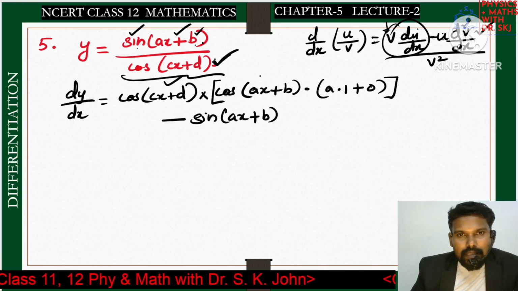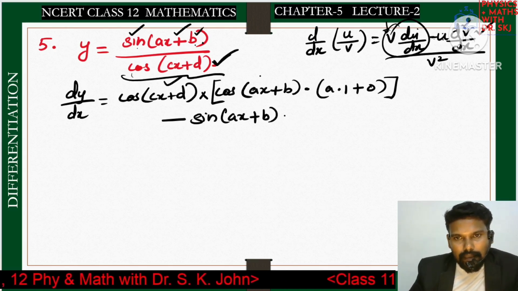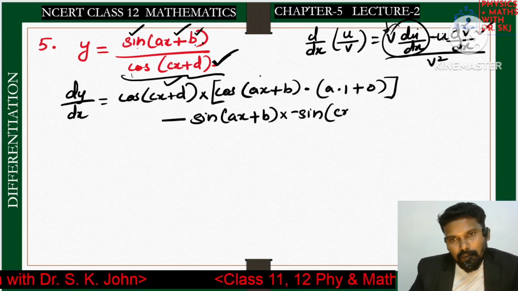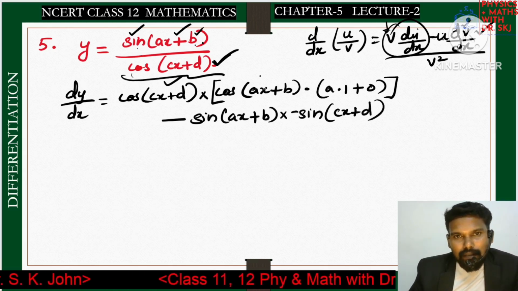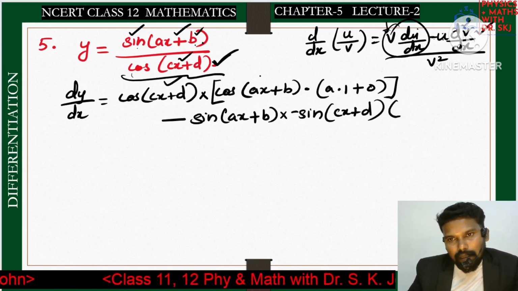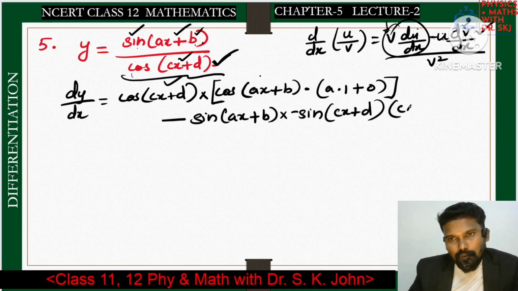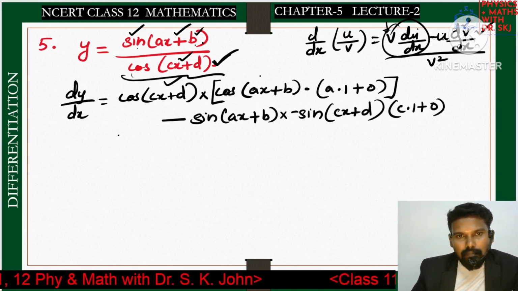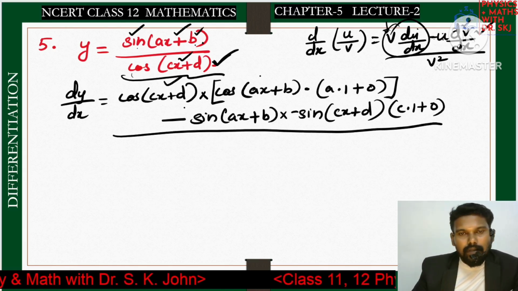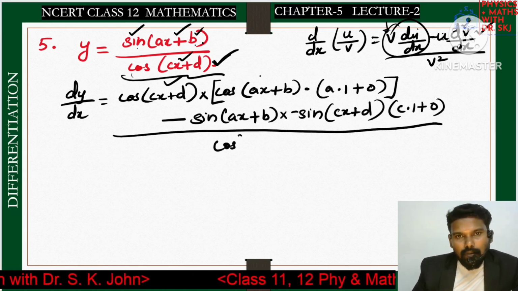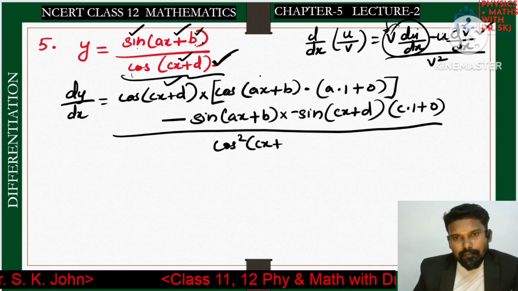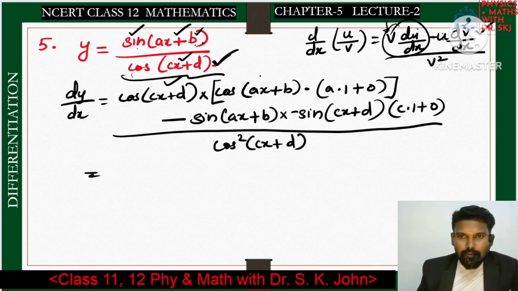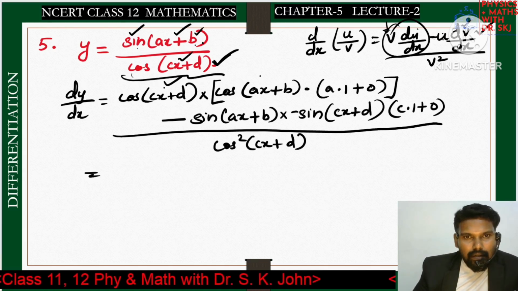Okay, the derivative of this is, it is cos function. The derivative of that is minus sine cx plus d, and now we have to differentiate cx plus d. The derivative of cx plus d is c into 1 plus, for d we have 0 because d is a constant number, divided by denominator square, cos square cx plus d. Cos cx plus d whole square is cos square cx plus d.